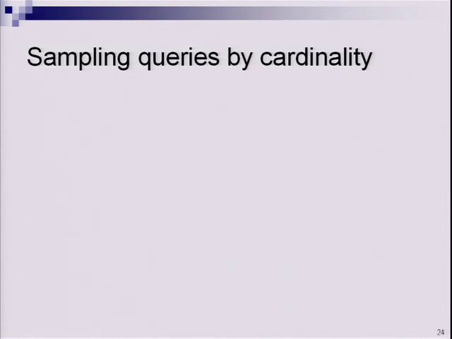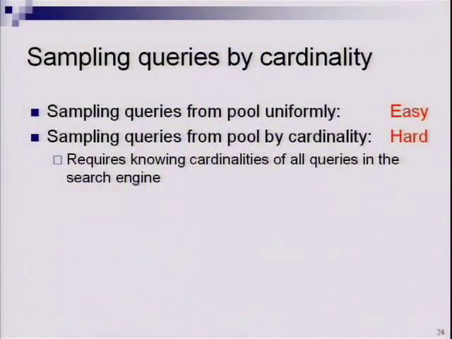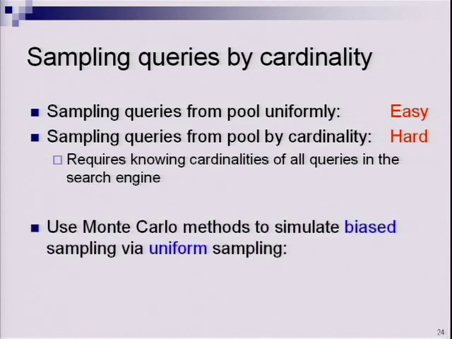So the main question now left is, how do we sample queries by their cardinality? As Shiva noted, we don't know the cardinalities of all queries in the pool a priori. In fact, it seems hard to sample queries from the pool proportionally to their cardinalities. On the other hand, it's easy to sample queries uniformly. Does this ring a bell? It's exactly the same scenario we faced before of Monte Carlo simulation. We have one distribution we want to sample from, but it's hard. We have another distribution on the same space, which is easy to sample from. So we can use Monte Carlo simulation again.